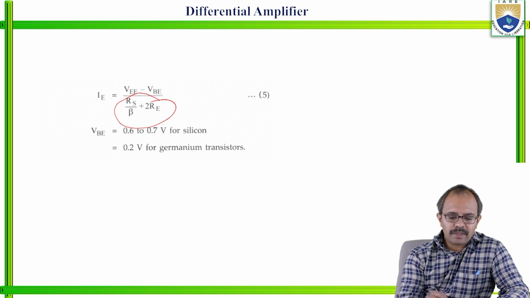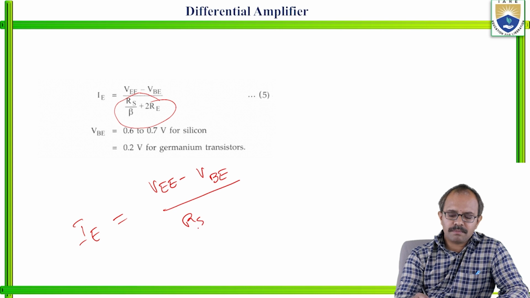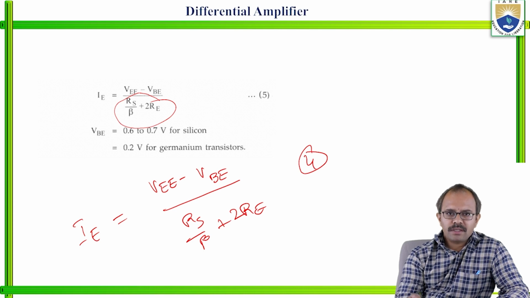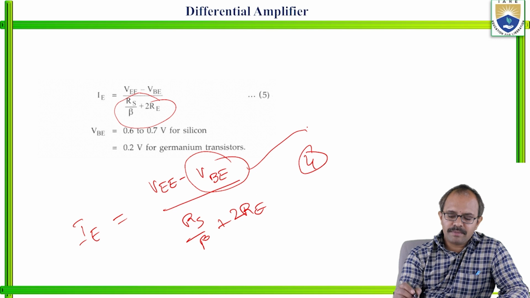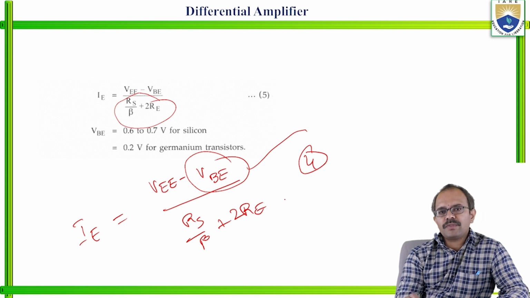So we are able to express the input current IE. We are able to express the current IE as VEE minus VBE by RS by beta plus 2RE, after the simplification of equation number 4 here. And now we have some standard values for VBE. What are the standard values for VBE?